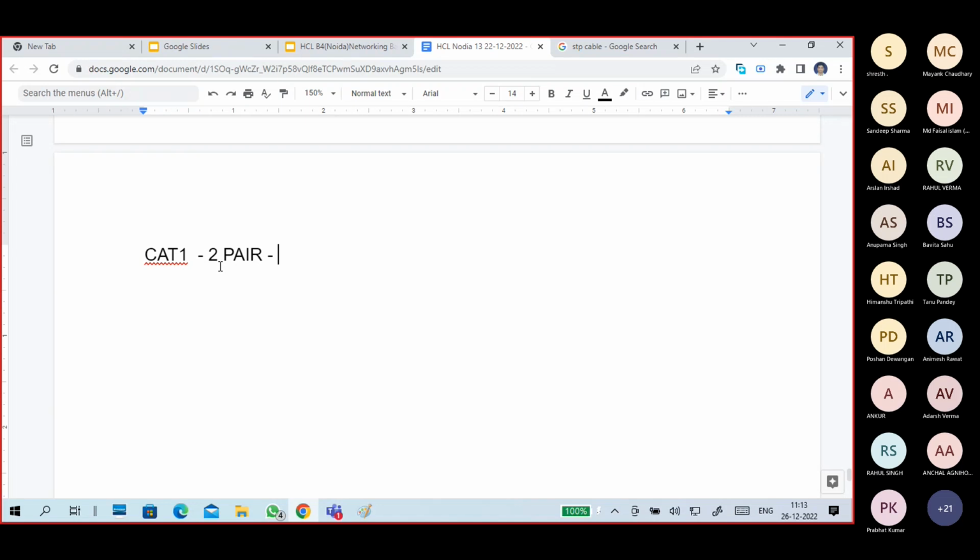It is used for old telephones. People write old telephone, meaning it is for telephone purposes. Like you have old-style telephones, and you can see the wire at the backside connecting two telephones. That is a two-pair cable. The connector we use is the RJ11 connector.